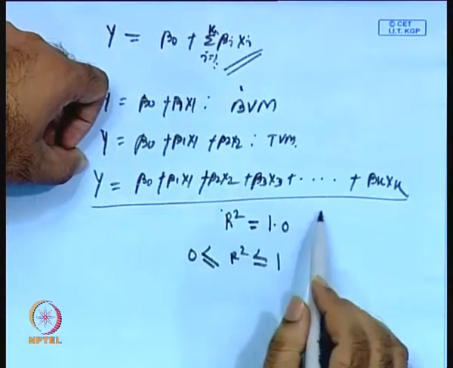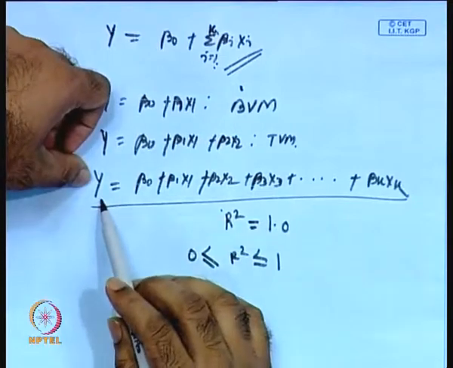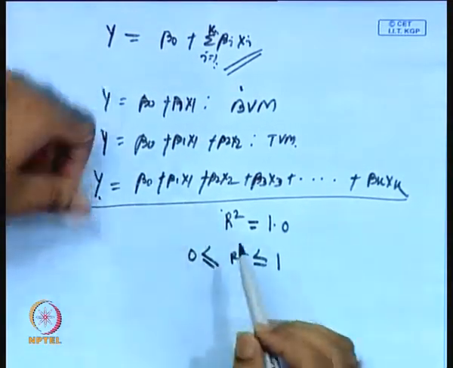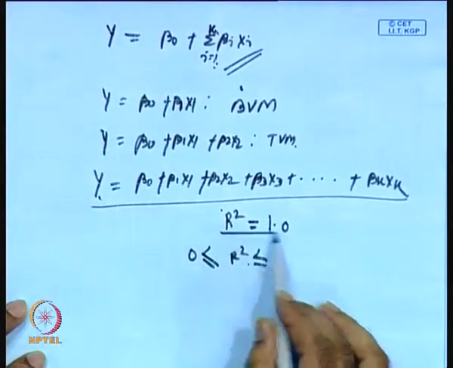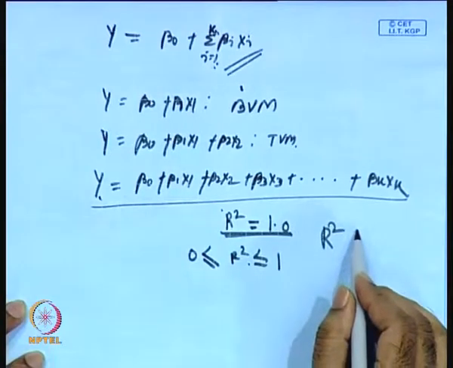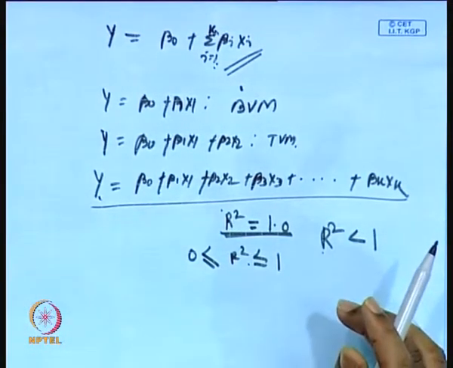Okay, so if by any chance all these variables are not sufficient to influence y, or do not have 100% influence on y, then obviously the R square cannot be equal to 1. That means in most cases R square will be less than 1. But you remember, R square cannot be negative, because it is a square.